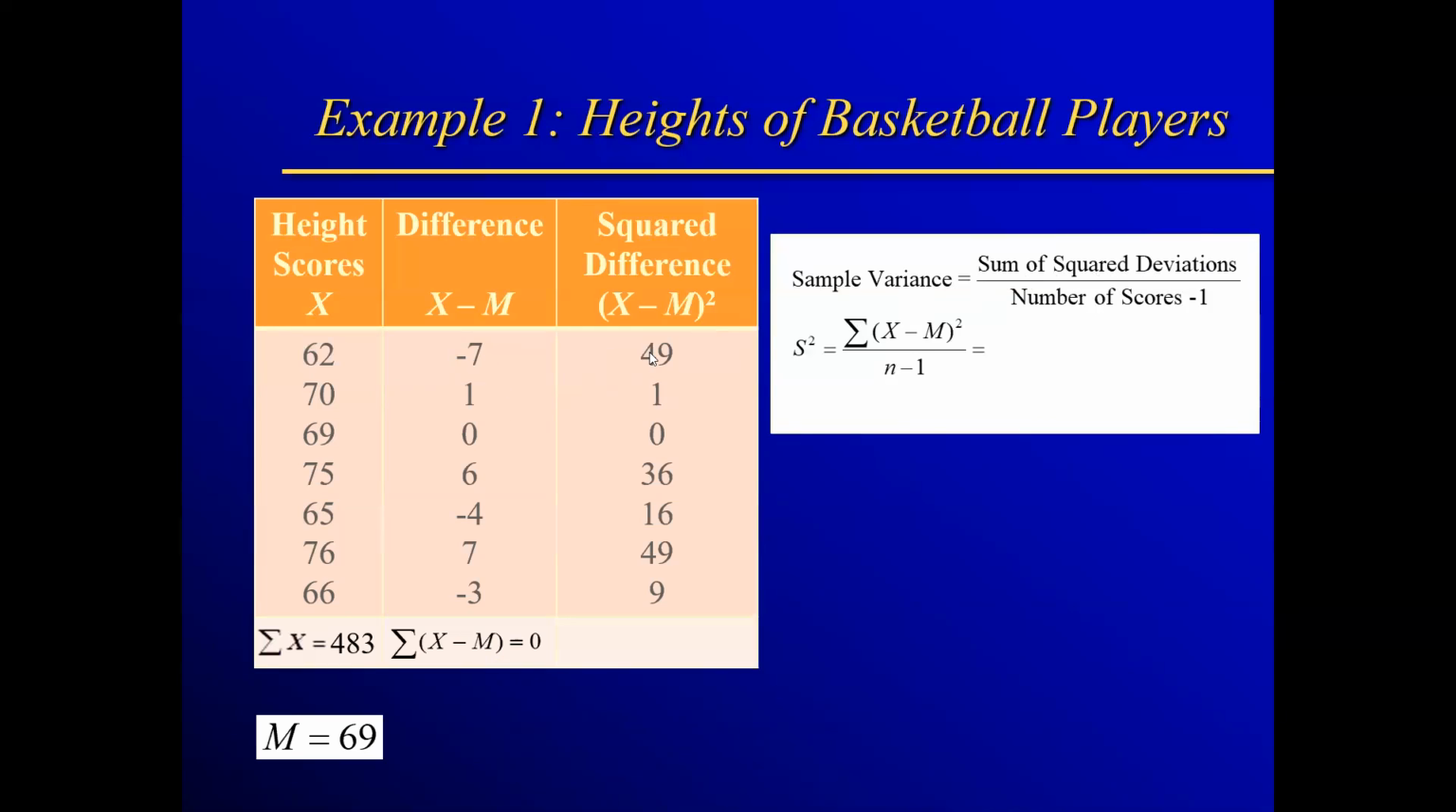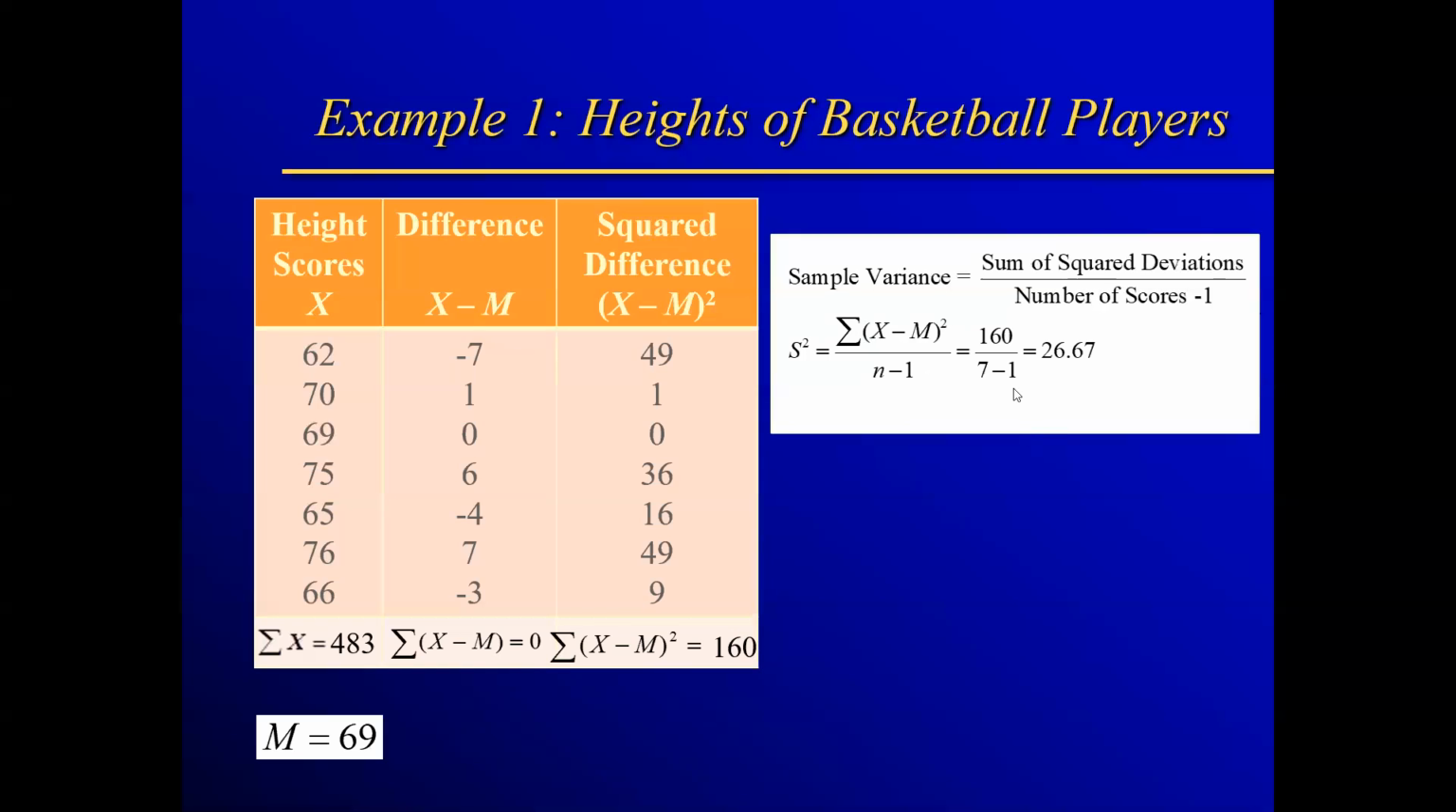So -7 squared is 49. Because we're squaring, it'll always be positive, right? 1 squared is 1, 0 squared is 0, -3 squared is 9. All right. So we squared every single one. Now we just add them up again. And now we get a total of 160, right? So I squared all these differences, and our total is 160.